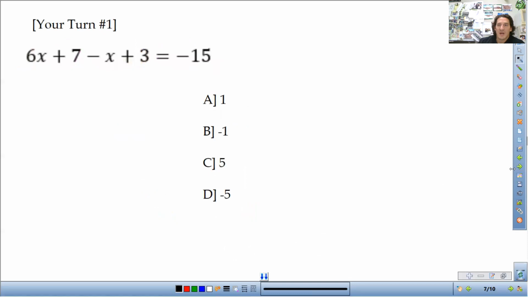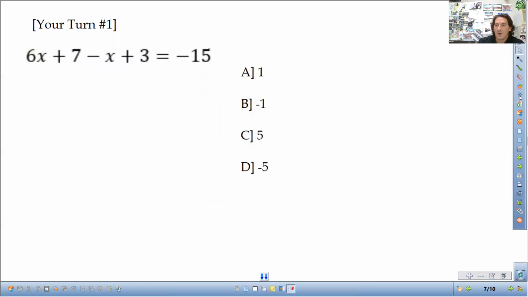So once you take a minute to do this problem on your own, when you're done, check your answer. I'm going to go ahead and work through it now. So I'm going to combine like terms. Identify the line of separation. Then I'm going to identify the like terms.